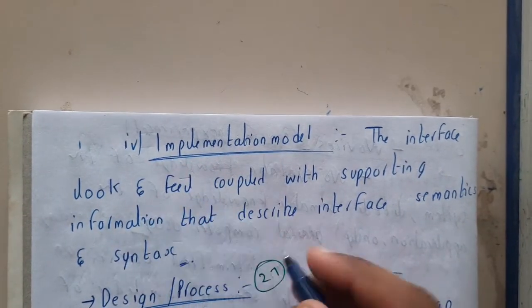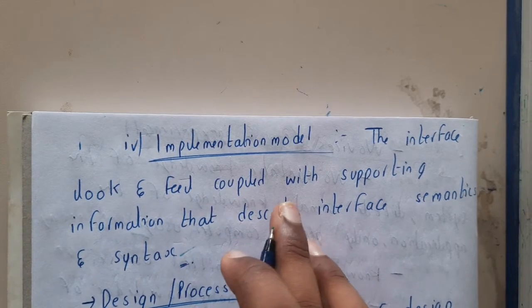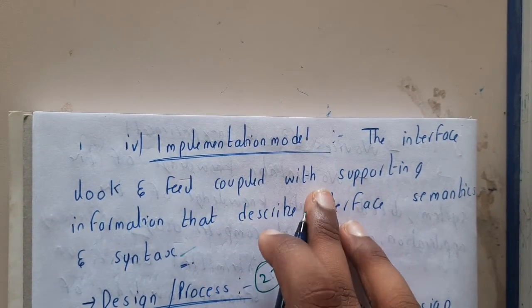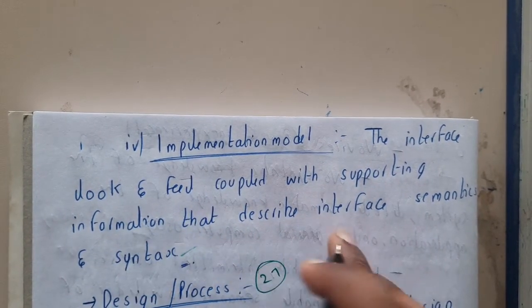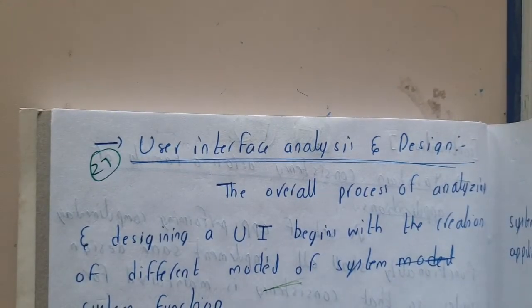The implementation model is nothing but the end model. It is the interface look and feel coupled with supporting information, and it describes the interface semantics and syntax. In this way they will be using it for designing and analysis.